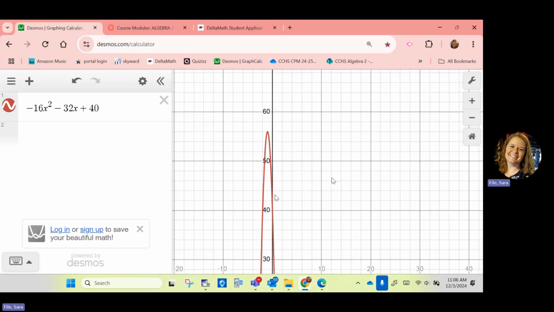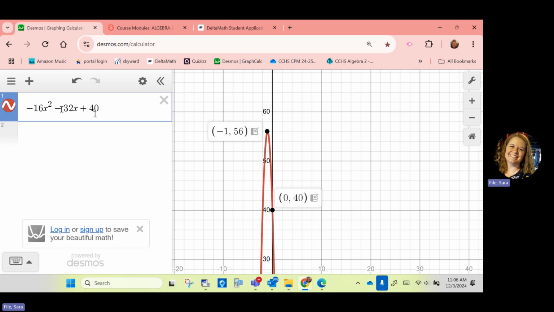Because they're saying a ball is launched from a height of 40. So it starts at 40, but this has the maximum on the left side. It has the maximum with negative seconds. Does that make sense? No. That's how I realized this doesn't make sense.